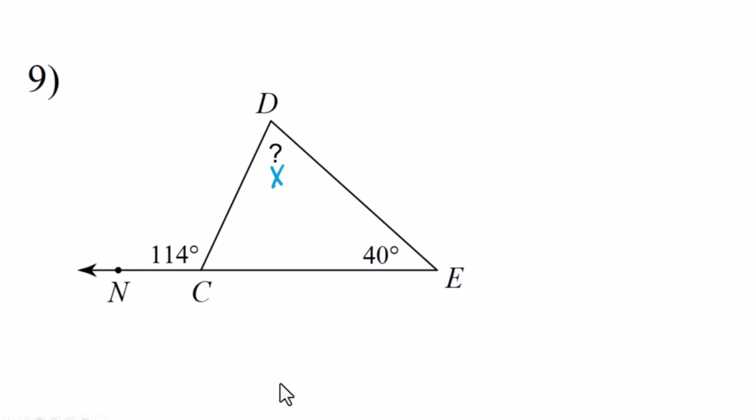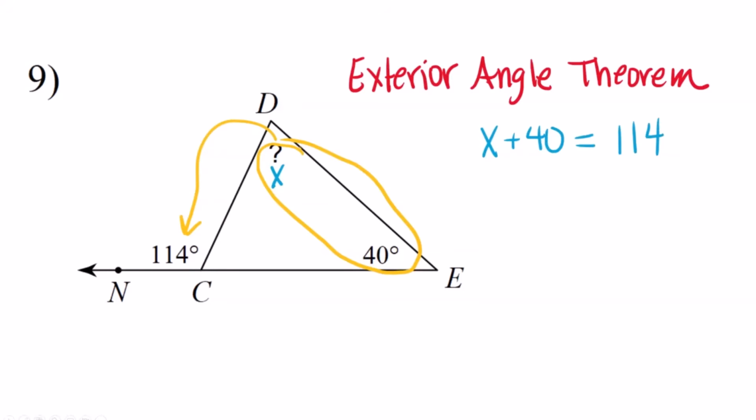The exterior angle theorem says that these two angles of a triangle that are farthest away from this outside angle right here in this corner will add up to be these two together. So x plus 40 equals 114. Subtract 40 from both sides, and we're going to get x equals 74.